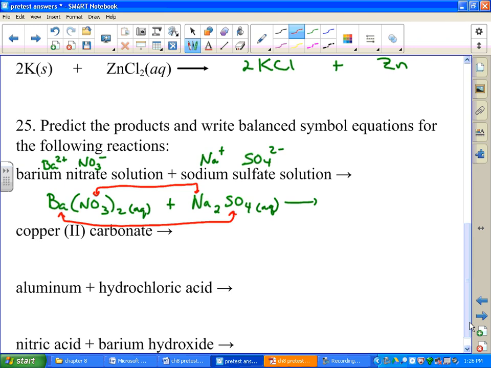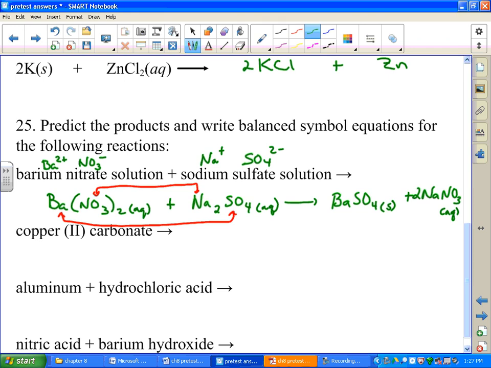So now I need to write the correct formula for barium sulfate. Barium is 2+, sulfate is 2-, so that's going to be BaSO4, and that's a precipitate, so I write an S. And then the other product is sodium nitrate. Na is +1, nitrate is -1, so that's just NaNO3, and that's aqueous. So now I can balance. I have 2 sodiums on the left. I'm going to put a 2 here, and it looks good now. Okay? Great.